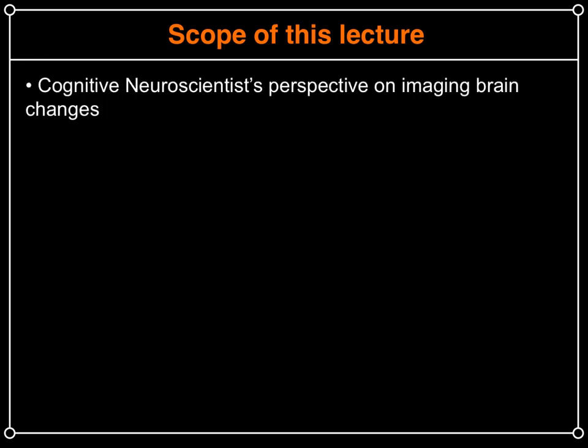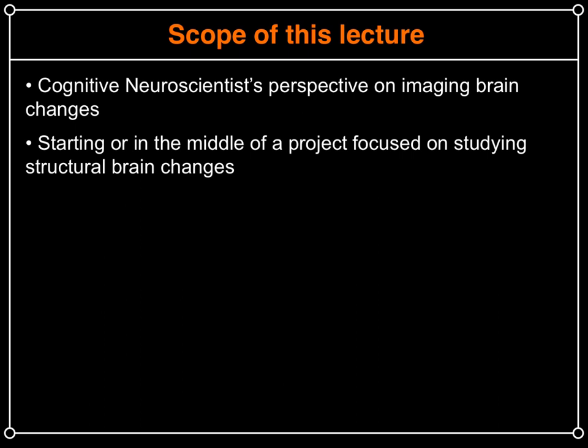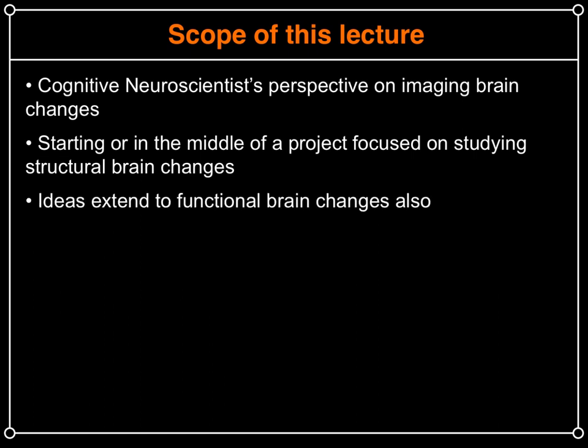So first off, just to give you a sense of the scope of this lecture that I had in mind, what I'm going to talk about basically is a cognitive neuroscientist perspective on imaging brain changes. So if you're starting a project focused on studying structural brain changes, or you're in the middle of a project, I think this might be useful for you. While the bulk of the talk is entirely about imaging structural changes in the brain, I think it extends to also looking at functional changes.